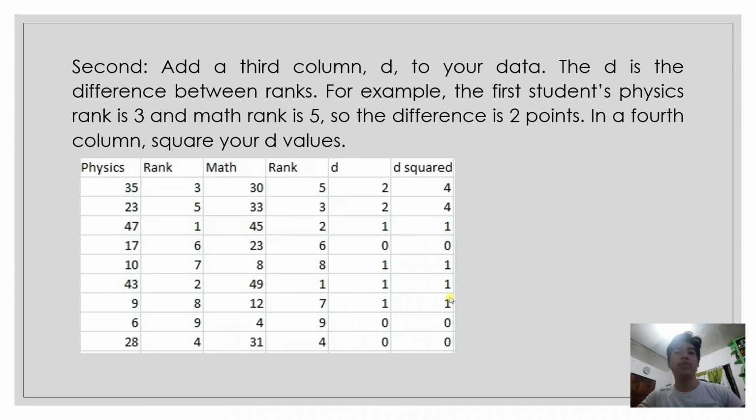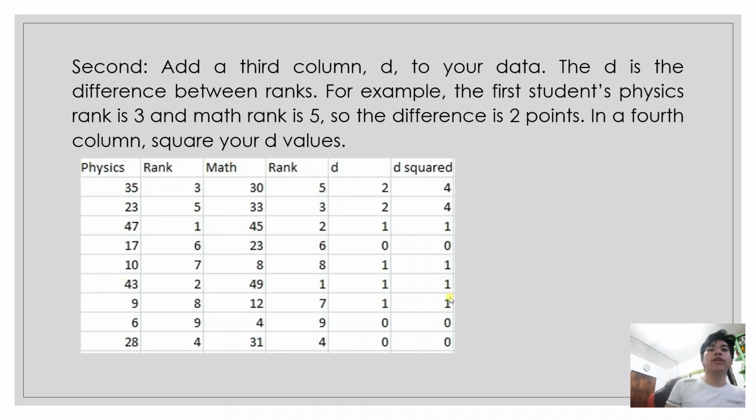3 minus 5 is equal to negative 2, and 2 squared is 4. 5 minus 3 is equal to 2, 2 squared is 4. 1 minus 2 is negative 1, and negative 1 squared is 1. Then 6 minus 6 is 0, 0 squared is 0. 7 minus 8 is negative 1, and 1 squared is 1. 2 minus 1 is 1, 1 squared is 1. 8 minus 7 is 1, 1 squared is 1. 9 minus 9 is 0, 0 squared is 0. 4 minus 4 is 0, then 0 squared is also 0.